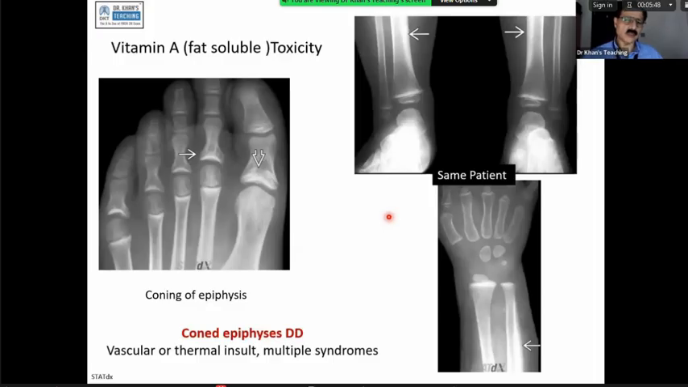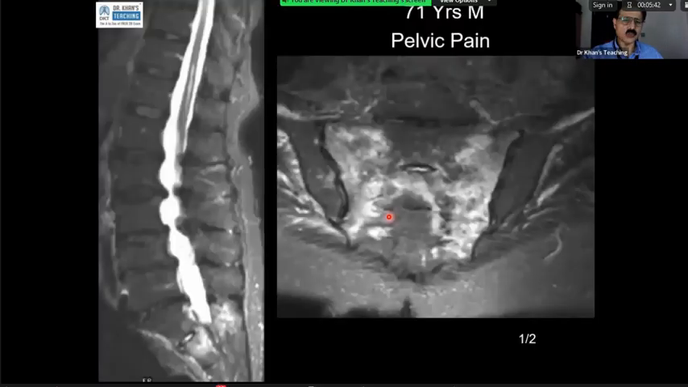Now, I will just show you maybe the last case and then we will stop. Last pathology, should I say.